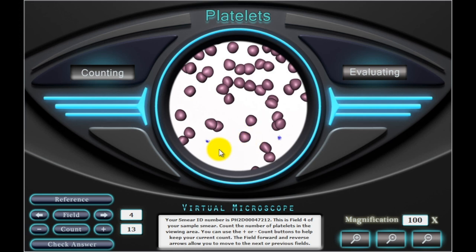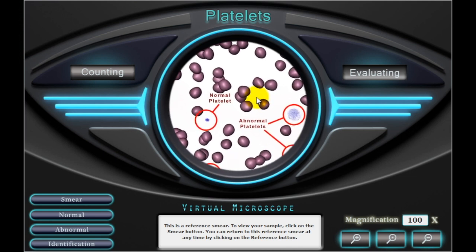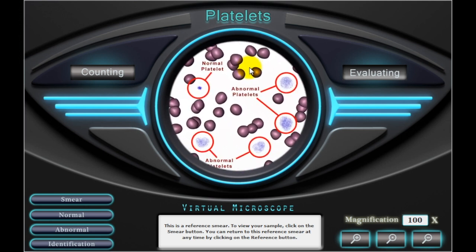To switch over to the evaluating side of the sim, click the Evaluating button in the top right corner of the screen. This time you will be identifying whether or not a smear contains abnormal platelets. Again, you will start off viewing a reference smear with abnormal and normal platelets clearly identified. Begin the evaluation mode by clicking the Smear button.